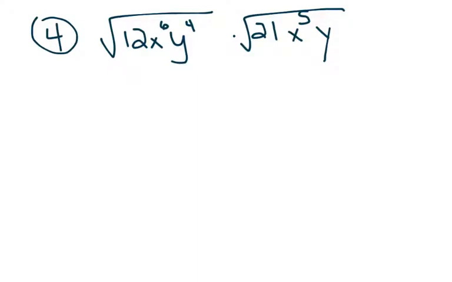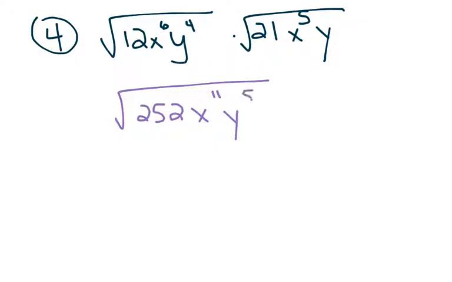In problem 4, they want us to simplify this product in radical form. There are multiple ways of attacking the problem. Probably the easiest way to deal with it is to first start by multiplying these together. When you multiply the square roots together, since they're both under a square root, you can just multiply what's underneath together. 12 times 21 is 252. X to the 6th times x to the 5th is x to the 11th. Remember, that's the case where you add the exponents. And y to the 4th times y is y to the 5th.